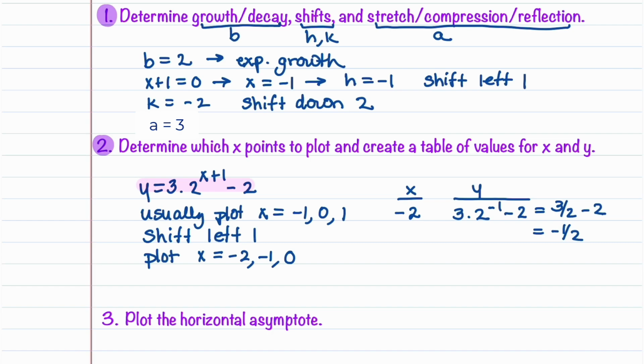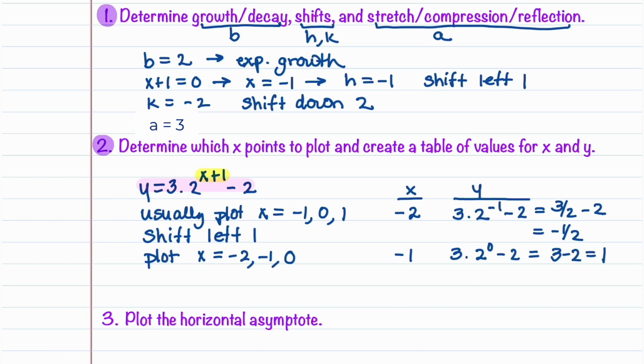Now let's compute x is equal to -1. We do the same thing for x. We plug in -1, and we get 3 times 2 to the -1 plus 1, I'm looking right here, is equal to 0. So we have 2 to the 0 minus 2. 2 to the 0 is 1. So this is just 3 minus 2, which is equal to 1.